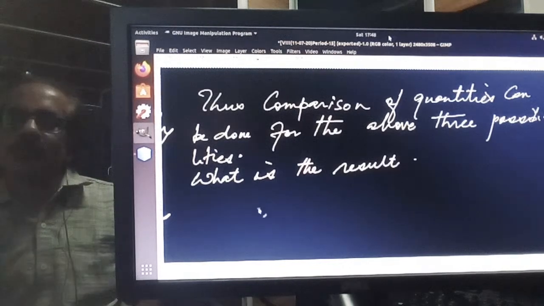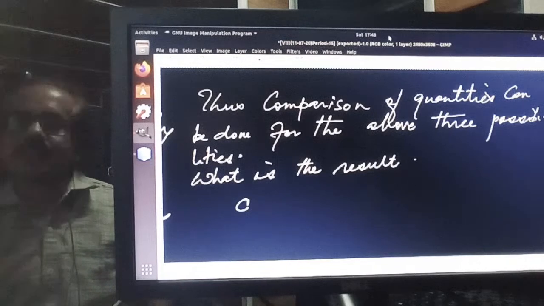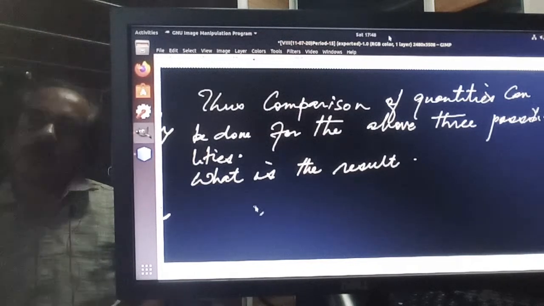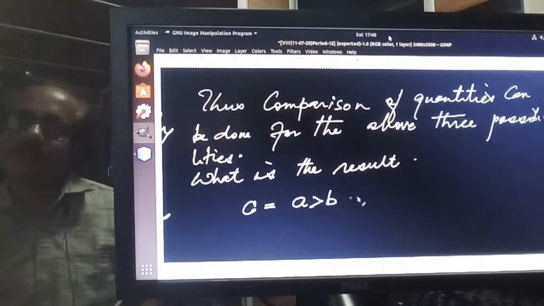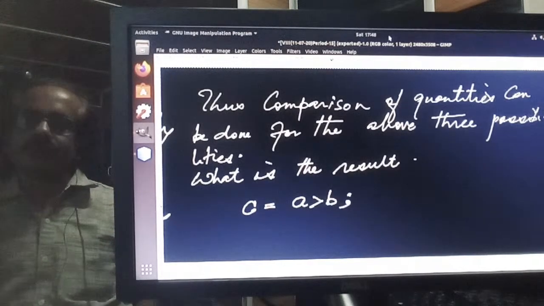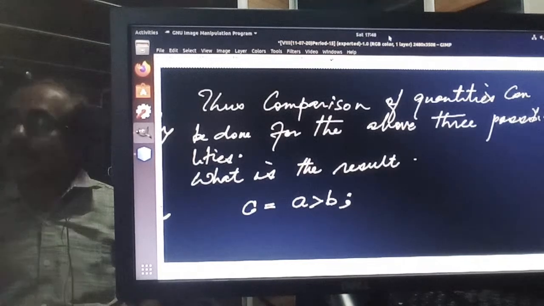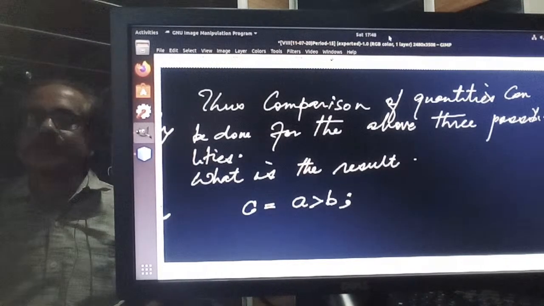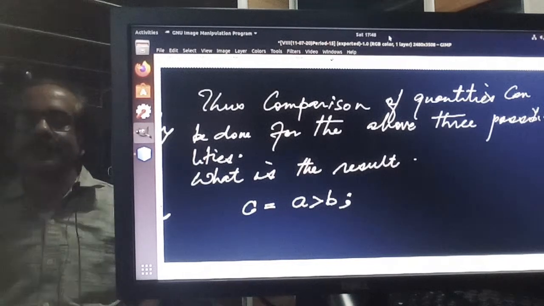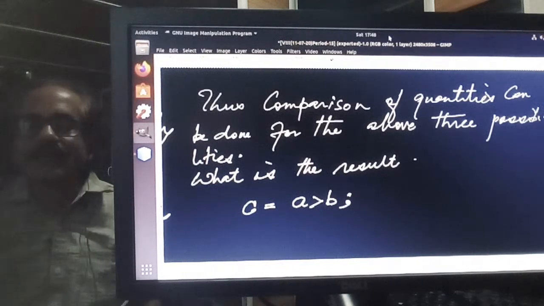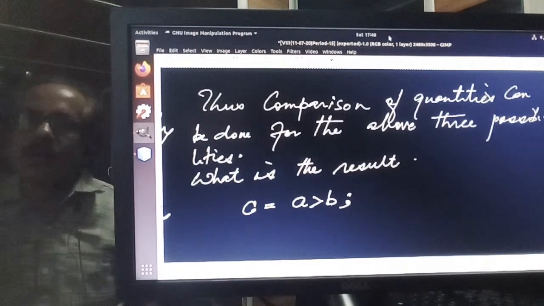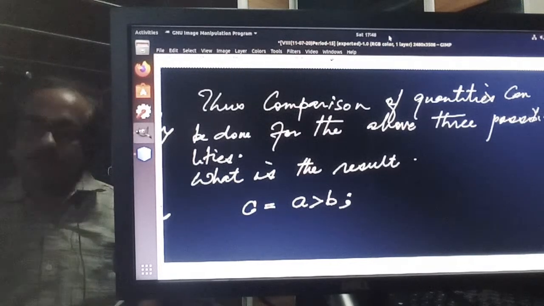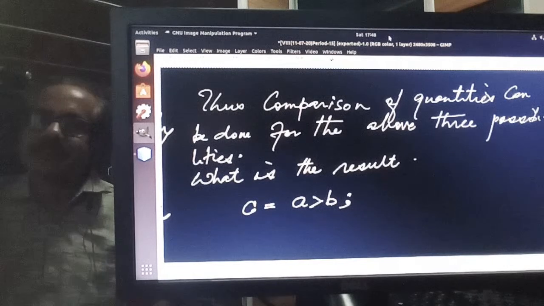Suppose you are writing some variable C equal to A greater than B. A and B both are containers, both are data containers. Some data can be there in A, some data can be there in B. You are not knowing, but A and B are containing something.